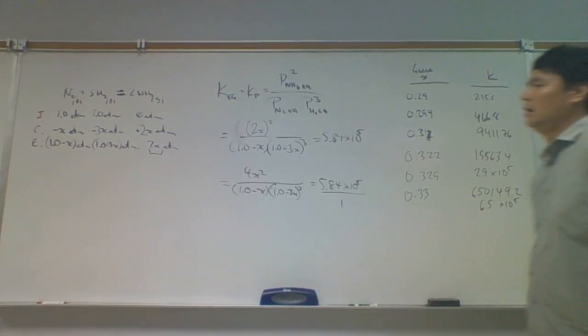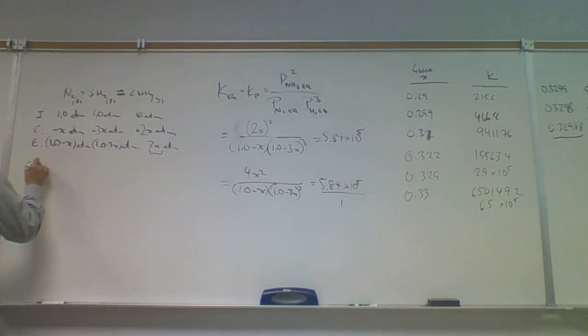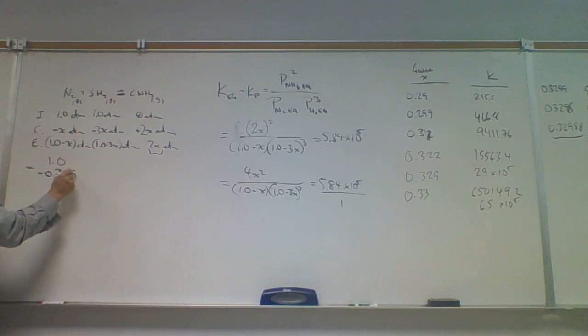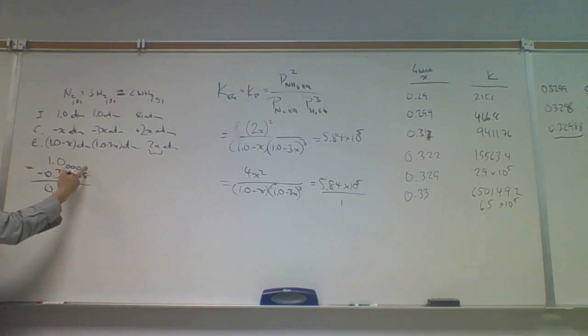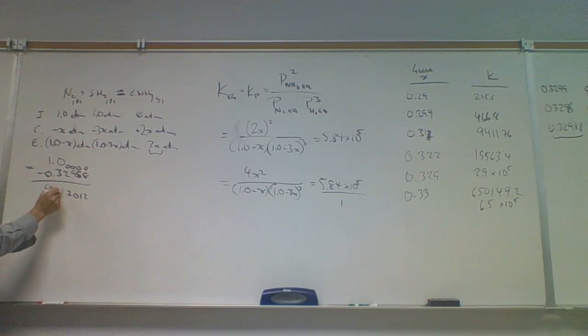Okay. Now the pressure here is going to be 1.0 minus what we just calculated for X, 0.32988. And so this gives us 0.10212076.